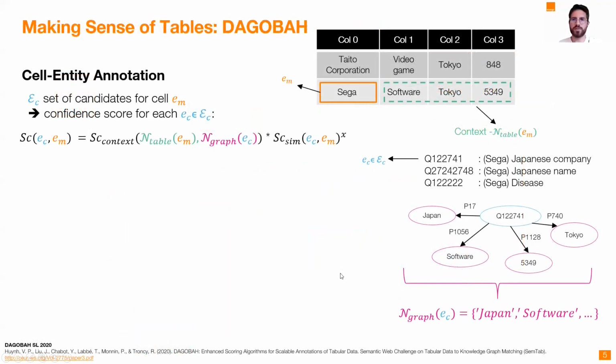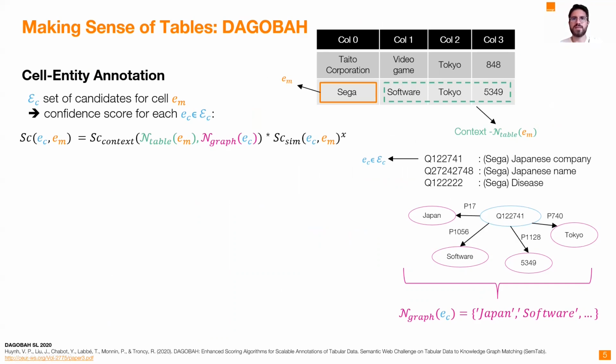So let's take a closer look at the DAGOBAH algorithms. First, for the cell entity annotation task, what we do is we compare the text within a cell with the labels of entities in the knowledge graph. Additionally, we enrich this comparison with the context of the cell, which is the other cells of the same row, and the neighborhood entities of the candidate entities in the knowledge graph.